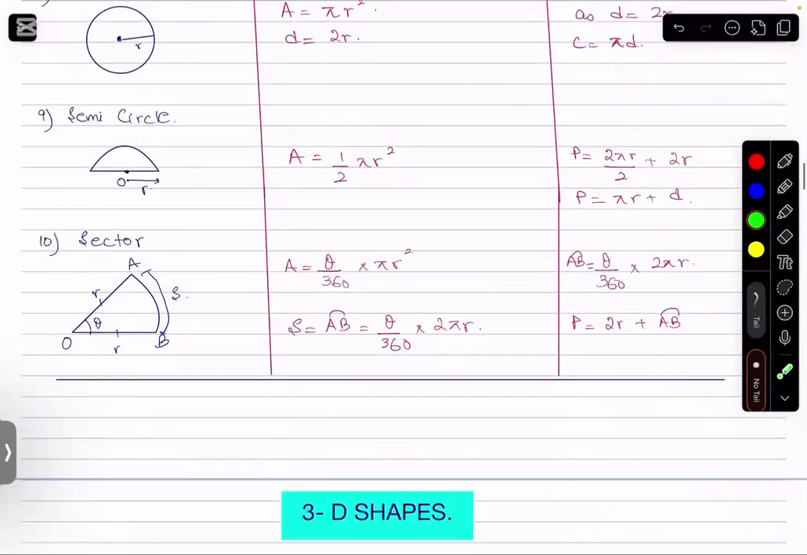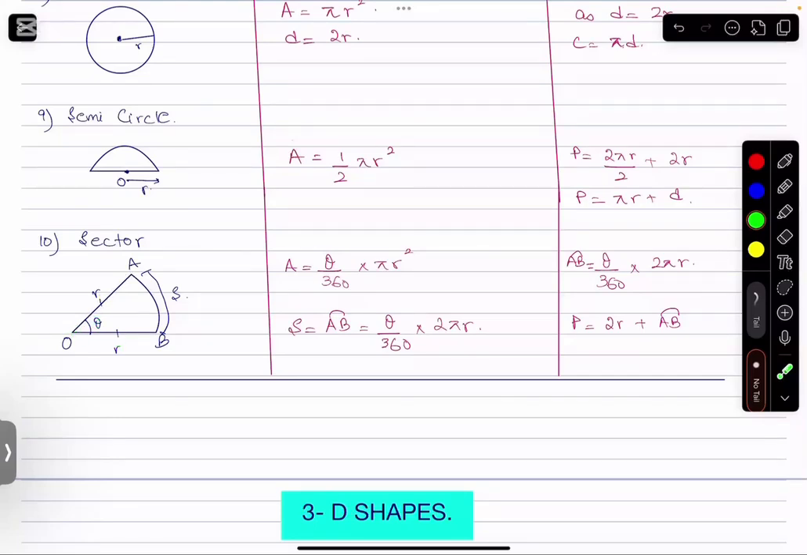And for sector, what is a sector? Sector is a part of the circle. So we have the center of the circle going up till the circumference. And if these are the 2 points on the circumference of the circle, then we can have this arc length here. So it's part of the circumference, which is the arc length here. And the inclusive angle, it's the theta at the center. And then we have the two radii.